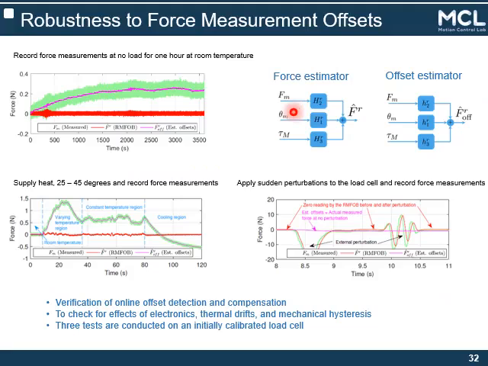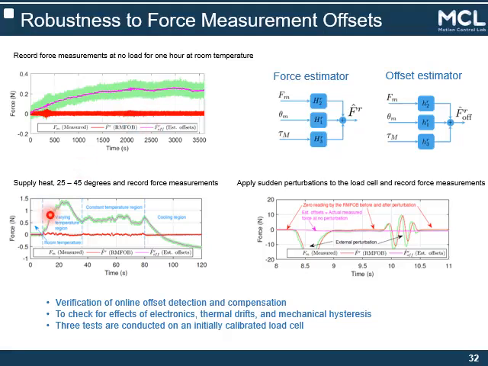Three different experiments are conducted to check the effectiveness of the RMFOV. At first, we recorded force measurement as well as the RMFOV estimate for an hour with no load attached at room temperature. The green line shows the force sensor measurement, which clearly shows the offset in it. However, the RMFOV, which is the red line, can estimate this state accurately, leaving the force state at the true value.